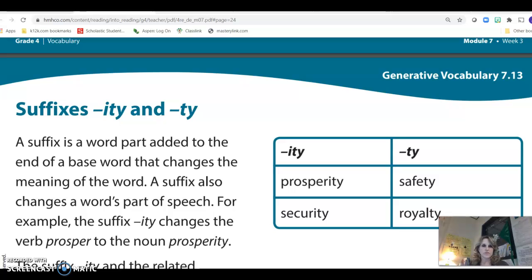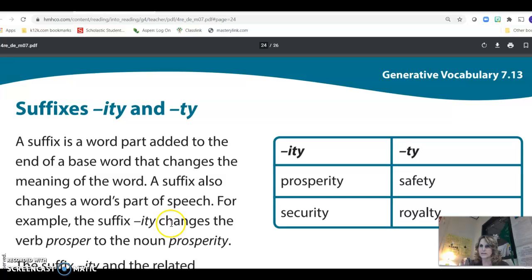The suffixes, which again means a word part at the end of a root or base word, are ity, or ty, which is t, at the end of a word. So when you're looking at this, I'm just going to read the definition right here to you. A suffix is a word part added to the end of a base word that changes the meaning of a word. A suffix also changes the word's part of speech. For example, the suffix ity changes the verb prosper, which is up here on our chart, to the noun prosperity.